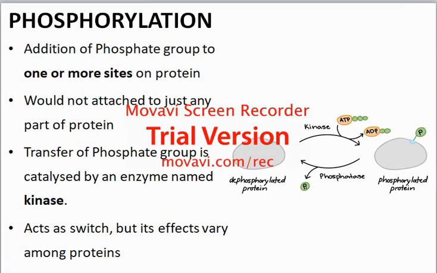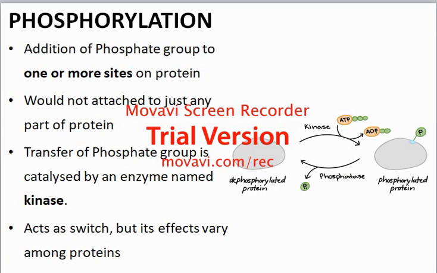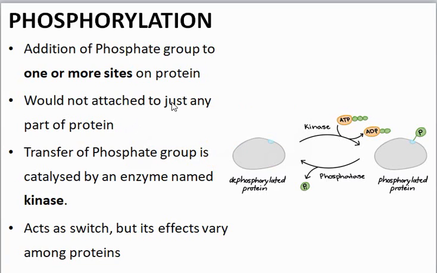Phosphate groups can't be attached to just any part of a protein. Instead, they are typically linked to one of the three amino acids that have hydroxyl groups in their side chains, which are tyrosine, threonine, and serine. The transfer of a phosphate group is catalyzed by an enzyme called a kinase, and cells contain many different kinases that phosphorylate different targets.